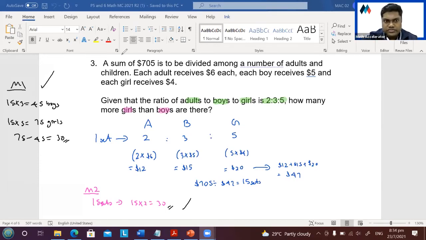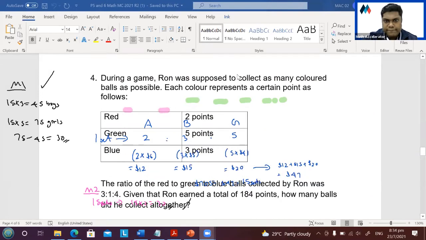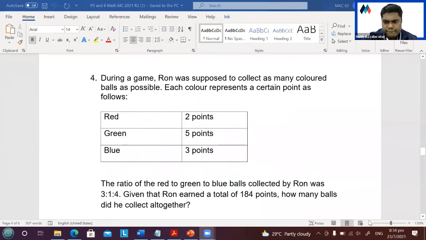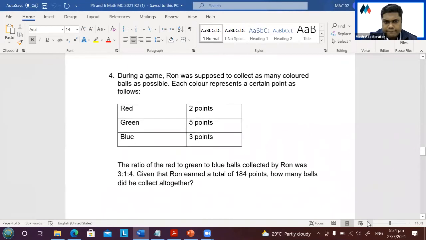Okay, let's go to question 4 then. Okay, during a game, Ron was supposed to collect as many colored balls as possible. Each color represents a certain point as follows. The ratio of the red, the green, the blue balls collected by Ron was 3:1:4. So given that Ron earned a total of 184 points, how many balls did he collect altogether? So again, create your first set.